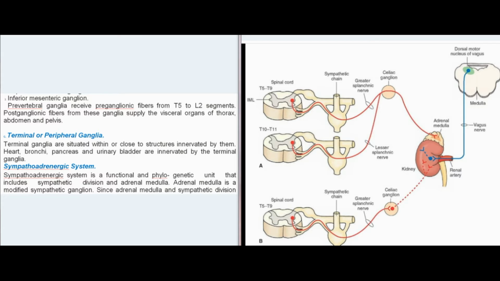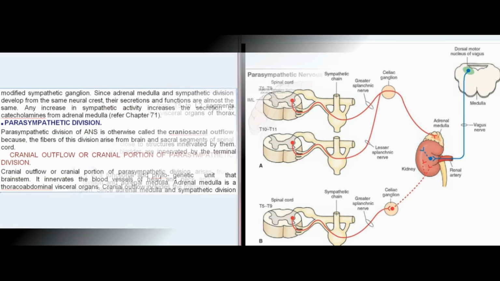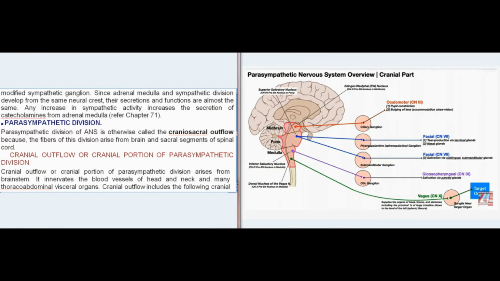Sympathoadrenergic system. Sympathoadrenergic system is a functional and phylogenetic unit that includes sympathetic division and adrenal medulla. Adrenal medulla is a modified sympathetic ganglion. Since adrenal medulla and sympathetic division develop from the same neural crest, their secretions and functions are almost the same. Any increase in sympathetic activity increases the secretion of catecholamines from adrenal medulla, refer chapter 71. Parasympathetic division. Parasympathetic division of ANS is otherwise called the craniosacral outflow because the fibers of this division arise from brain and sacral segments of spinal cord.